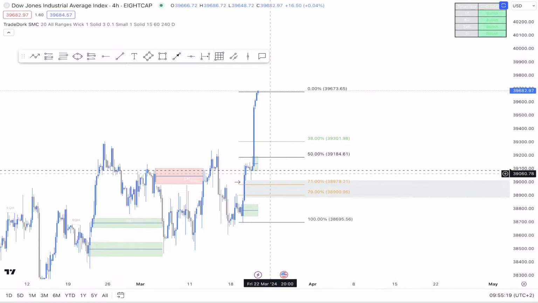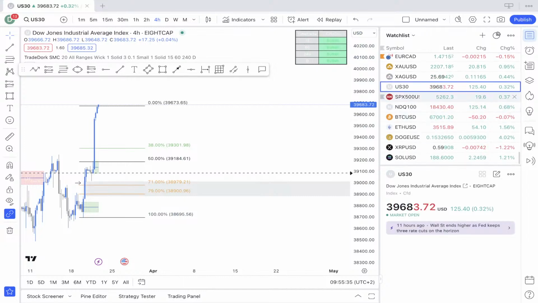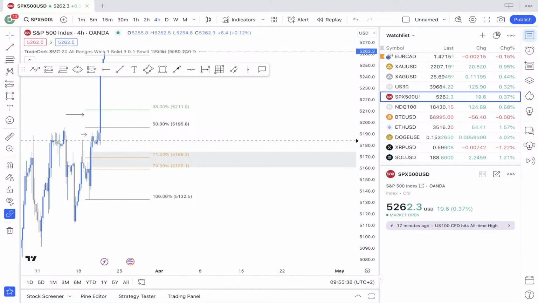Imbalance was left behind because I was able to identify this fair value gap lining up perfectly with the point of interest. Right beneath it, we have a bullish trader order block as well. And yeah, now the last thing that we need to wait for is a corrective pullback towards our fire zone. SPX with a very similar setup.